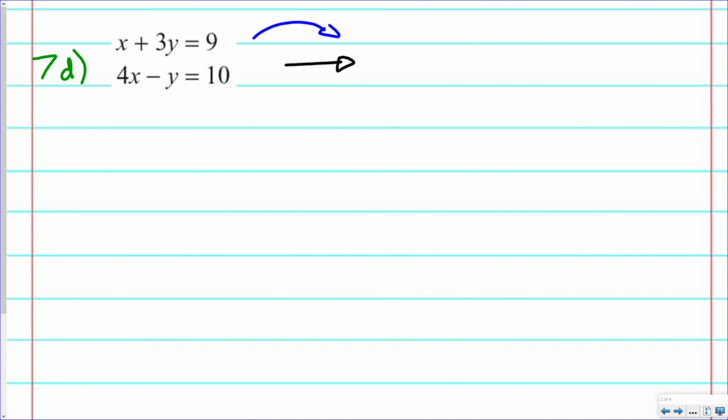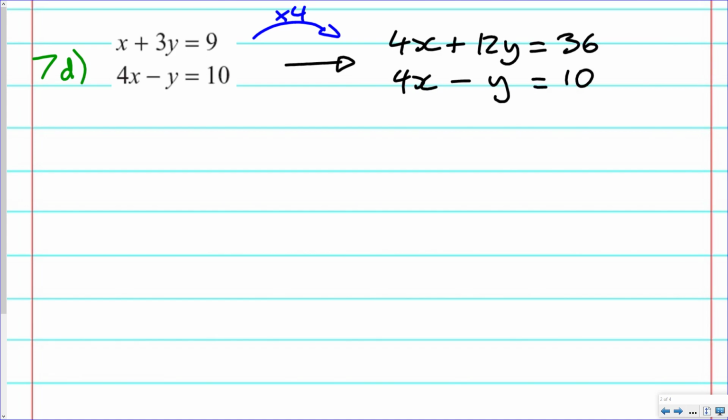And by the way, just to be clear, you don't always need to multiply the top. Like in this question and the previous question, I've been multiplying the top, but there's no reason why it needs to be the top one. So I have 4x plus 12y equals 36, and I have 4x minus y equals 10. The bottom didn't change at all, but the top, everything was multiplied by 4. Make sure you multiply everything. You don't just want to multiply the x and keep it as 3y and 9. You need to multiply everything.